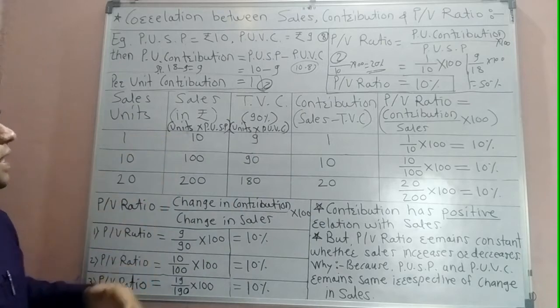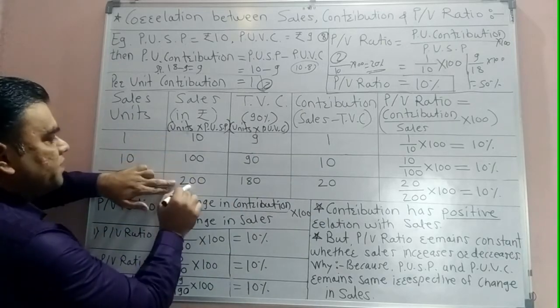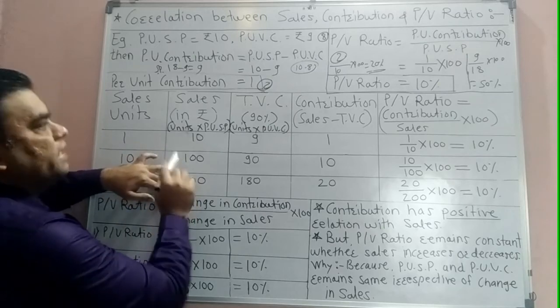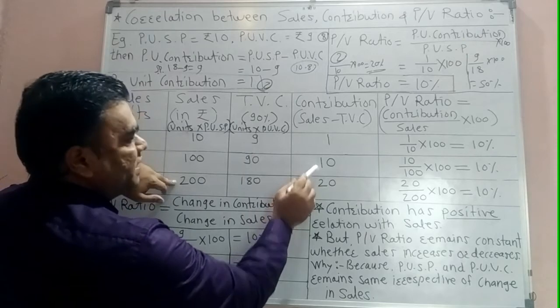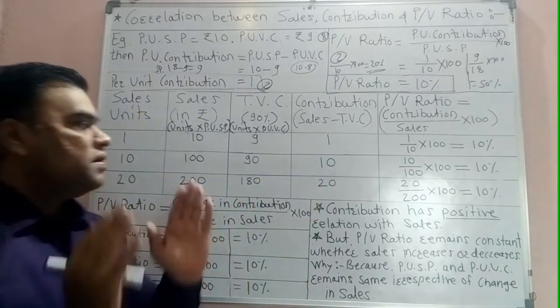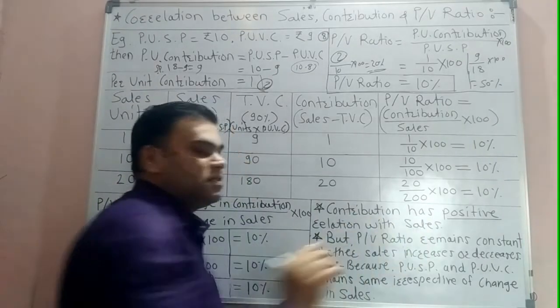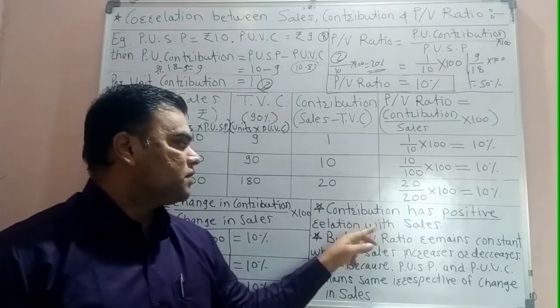Then you can see, if you decrease sales by 50%, 100 is 50% of 200, your contribution also gets decreased by 50%. 10 is 50% of 20. Means what? Contribution has a positive relation with sales.